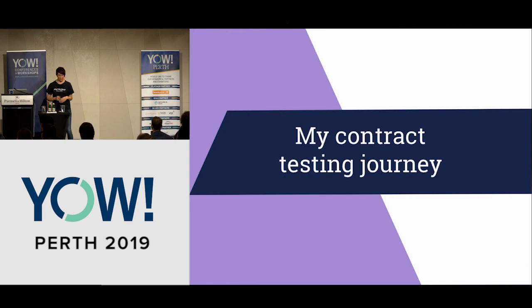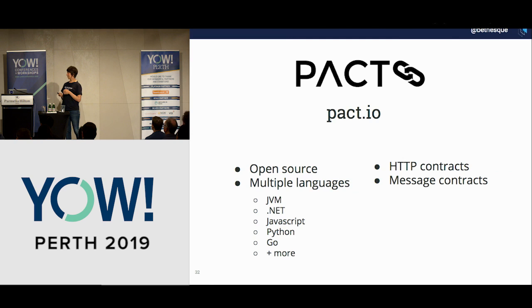Now, I'd like to tell you a bit more about my experiences on that team, because that's what got me started in this whole contract testing journey. Now, when I started at REA, Pact was just this little library that was running on this one team, written in Ruby for Ruby microservices. And now it's grown to be an open source project for multiple languages, covering multiple protocols.